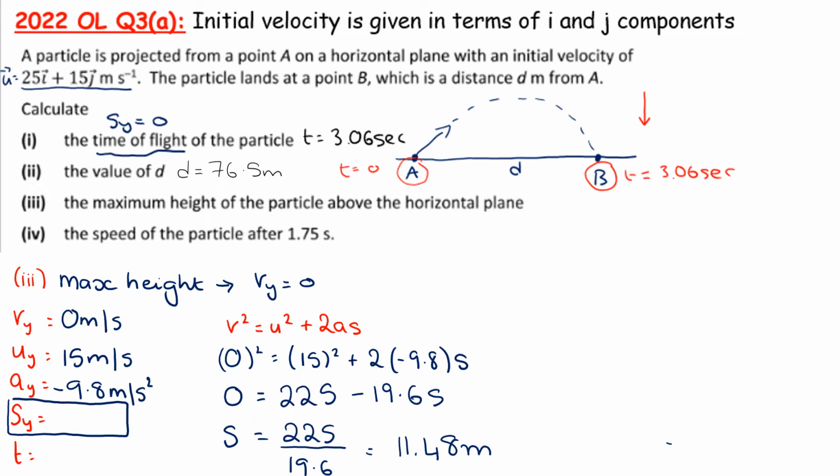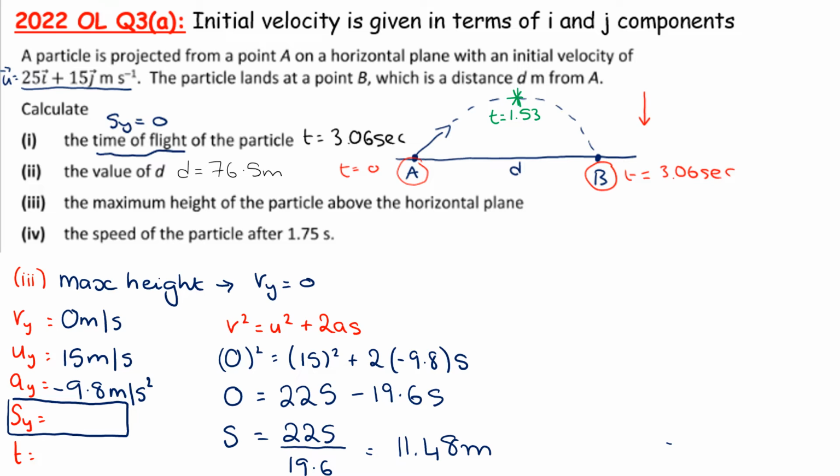Because this projectile makes a negative quadratic and that is symmetrical, we know that this maximum point here happens halfway, and we know the time of flight. So the time of flight is 3.06, so this is 1.53. You could have worked in terms of time there as well.